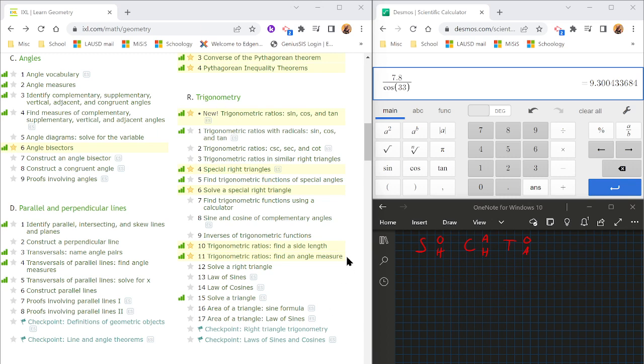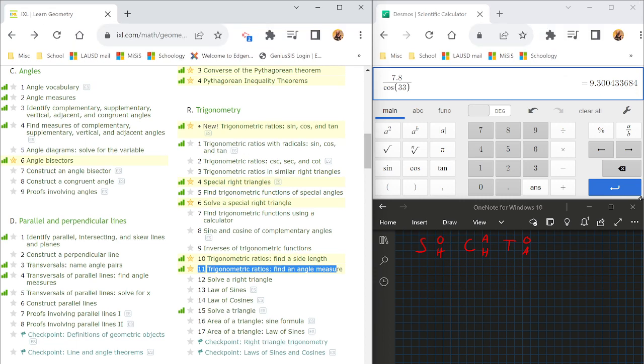Let's take a look at one more section of IXL, number R11, trigonometry, ratios, find an angle measure. This is a similar approach to number 10 in the setup, and then it's a little different work to solve it. You do use your calculator again here.